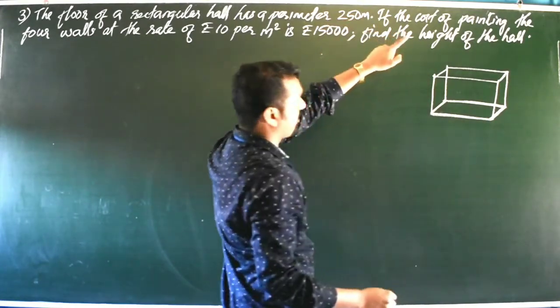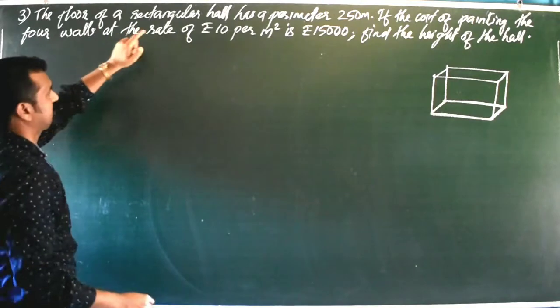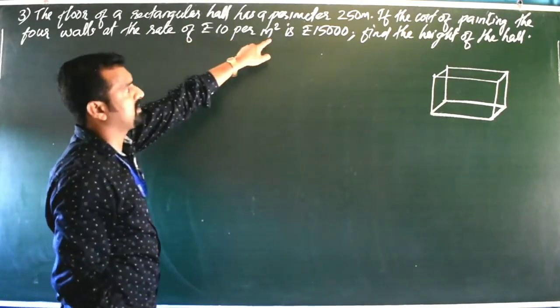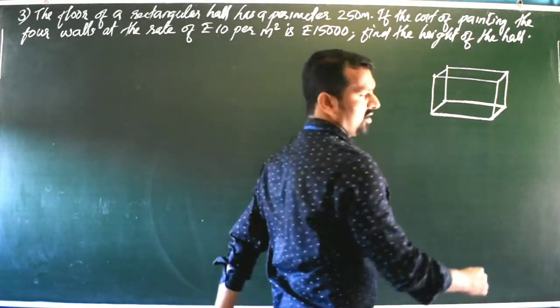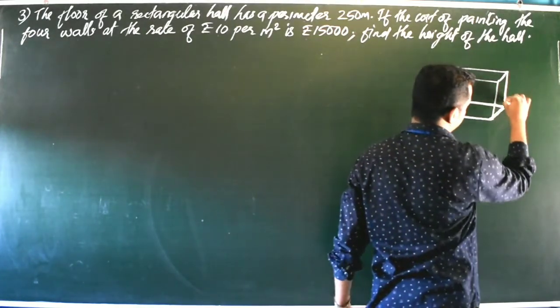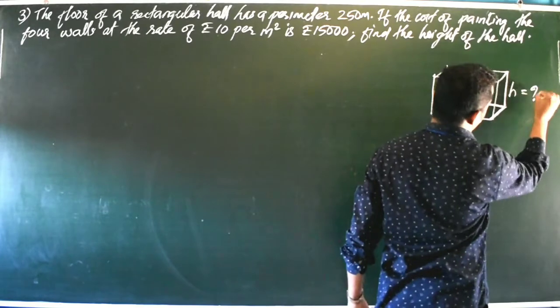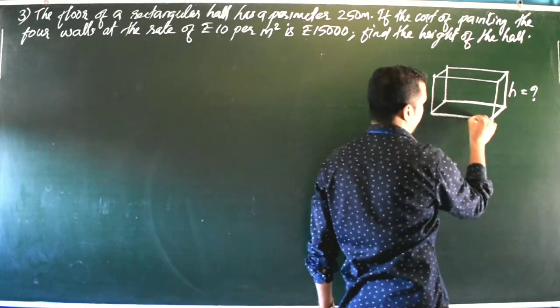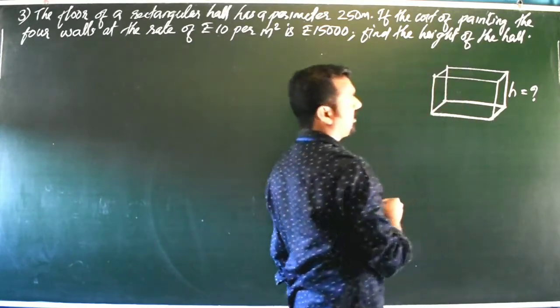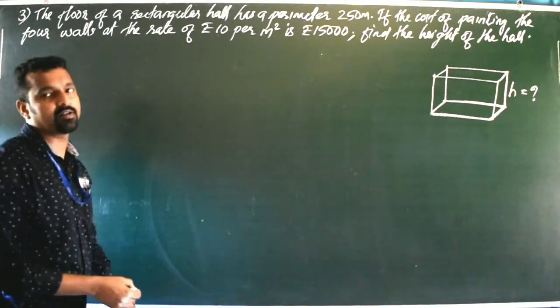Then if the cost of painting the 4 walls at the rate of rupees 10 per meter square is rupees 15,000, find the height of the hall. We want to find the height x of this hall. Only the perimeter of the floor is given here.